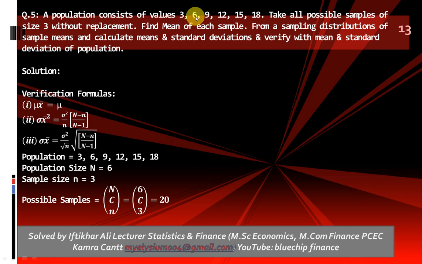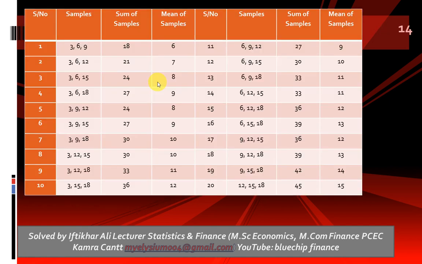6 into consideration. So 6, 9, 12, 6, 9, 15, 6, 9, 18. After that 6, 12, 15, 6, 12, 18 and 6, 15, 18. After that we will skip 6 and take 9 into the sample. So 9, 12, 15, 9, 12, 18, 9, 15, 18. After that we will skip 9 and take 12, 15, 18. So all these samples are given here, as you can see.